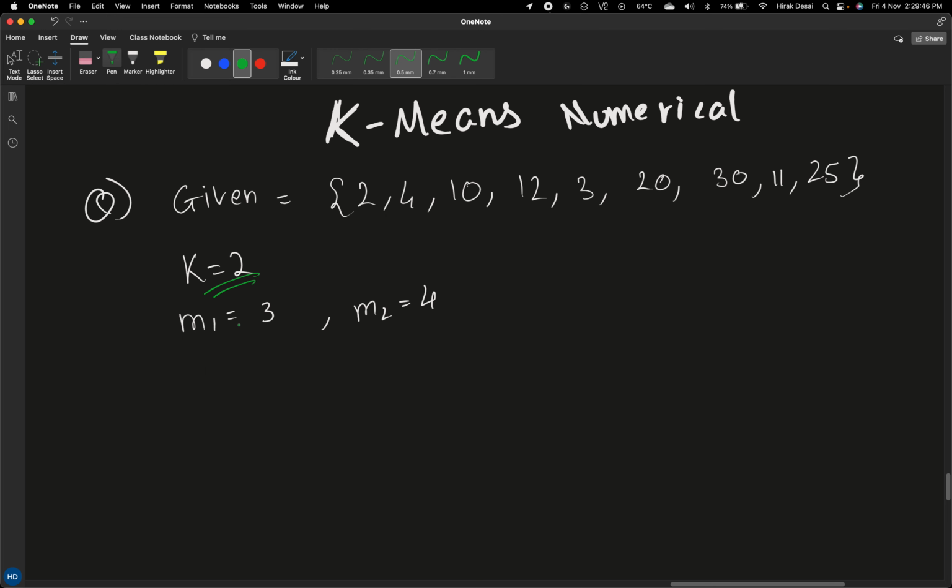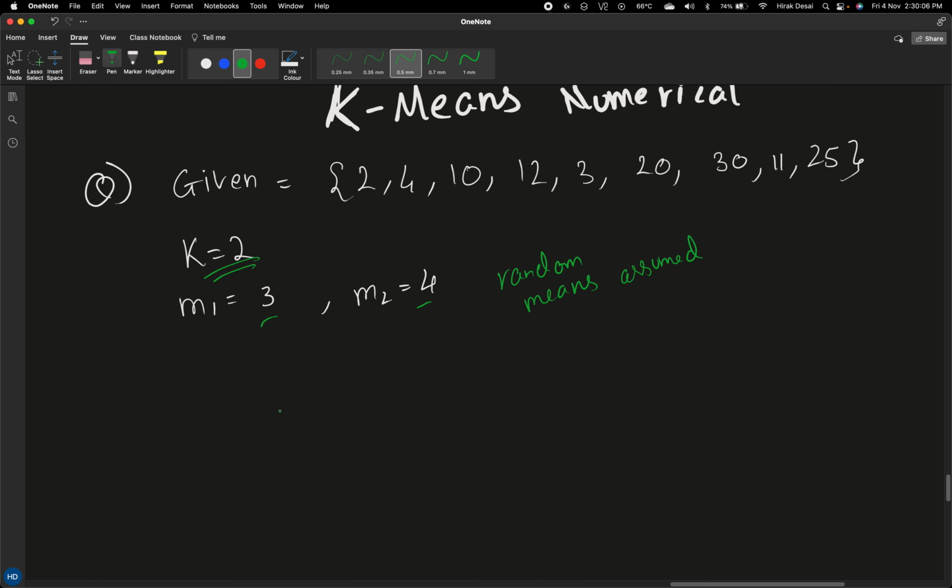Also given in this question is that mean 1 and mean 2 are 3 and 4. If they are not given, you can assume random means. Random means can be assumed if not given. Now, moving on with this question.